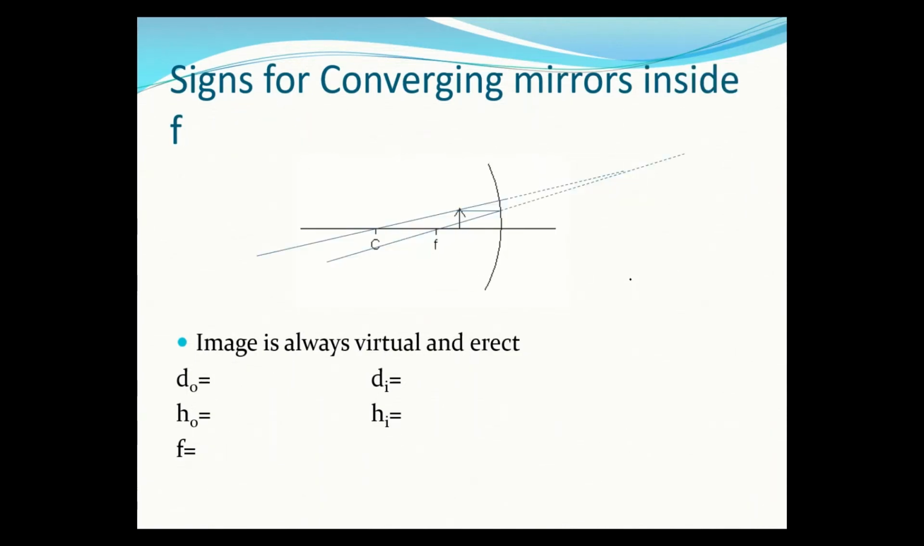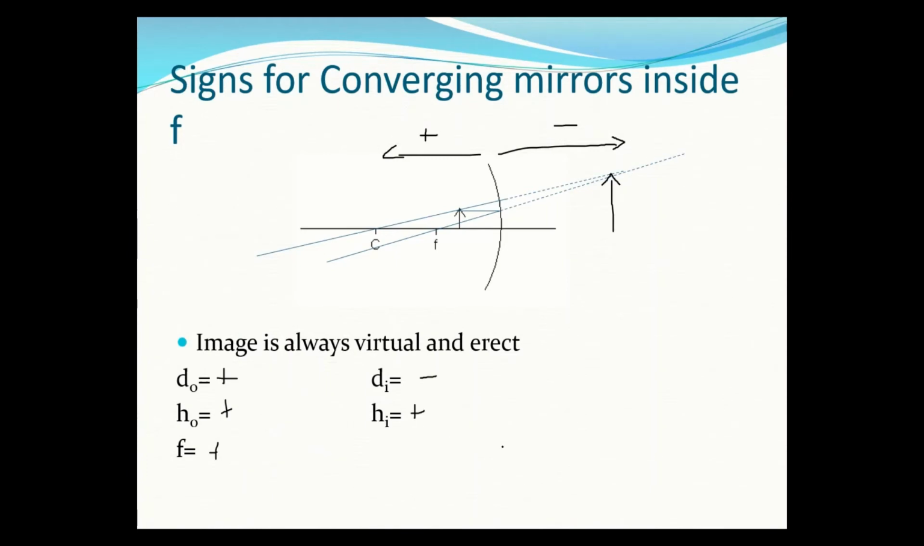Okay, so when we're inside of F, we get that image over here. Our object, we always consider positive. Our focal length is still on the same side of the mirror as our object, so that's still going to be positive. But since this is a positive distance, this must mean that it's a negative distance. So if it's virtual, its distance is going to be negative. And since it's erect, upright, same as our object, the height of our image is going to be positive.